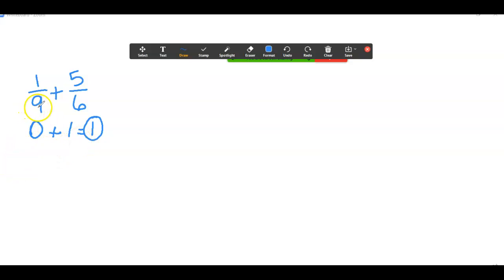All right, so the first thing I need to do is I need to write my multiples for 9 and 6. I want you to think for just a second. Think about what your prediction might be of what that LCD might be.